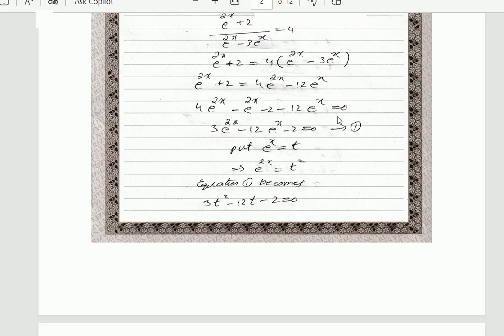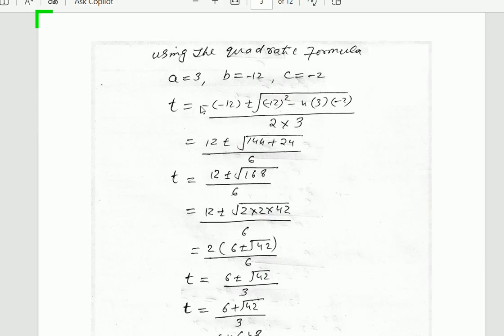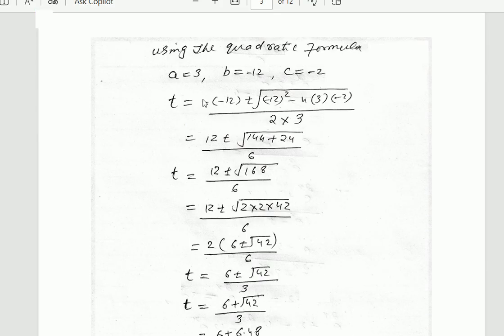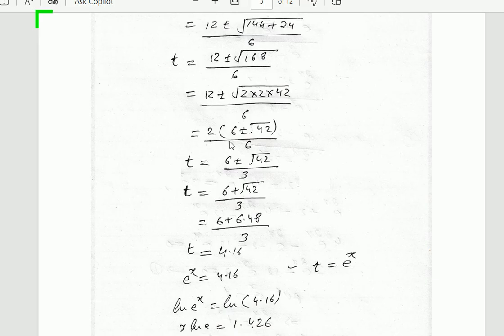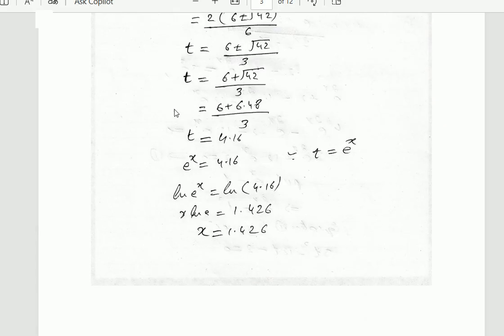Put e^x equal to t in equation number 1, and we get 3t² - 12t - 2 = 0. By using the quadratic formula, we get t = (-(-12) ± √(12² - 4 × 3 × (-2))) over 2 × 3. After simplification, we get t = (6 ± √42)/3. The further simplification gives us t equal to 4.16.